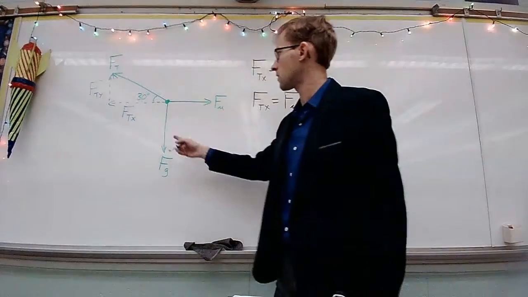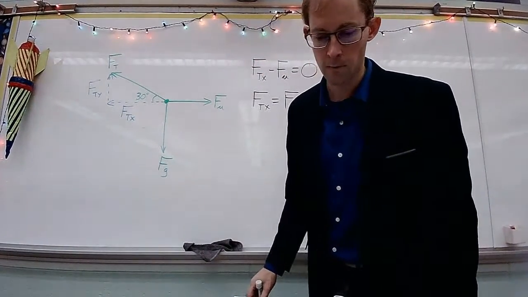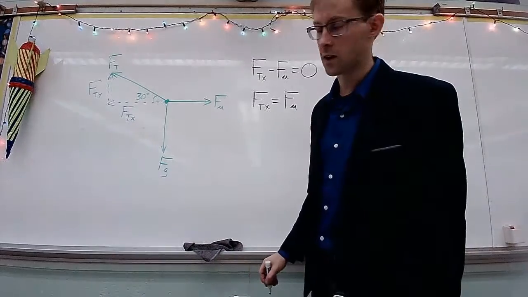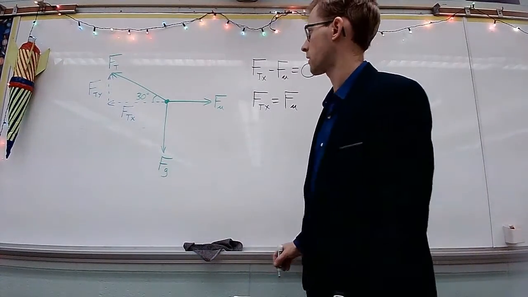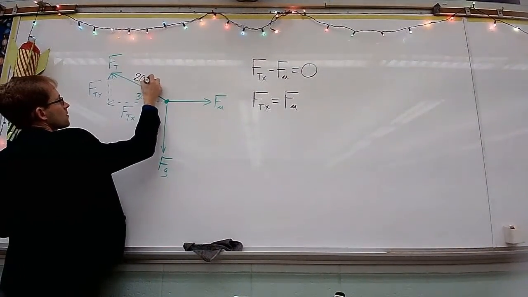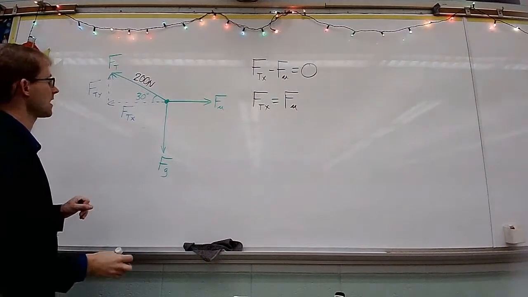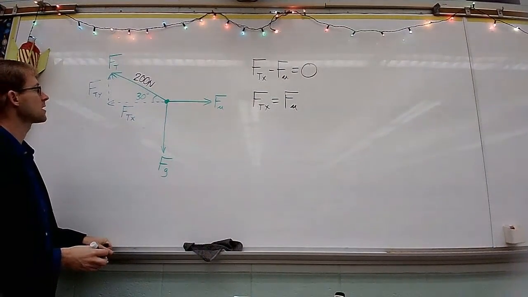So, all I have to do is find my tension in the x direction. Hopefully I'm giving some information here. I've got a 50 kilogram box, and he's applying a 200 Newton force. So 200 newtons is my hypotenuse. And yes, I do have enough information to figure out tension in the x direction.